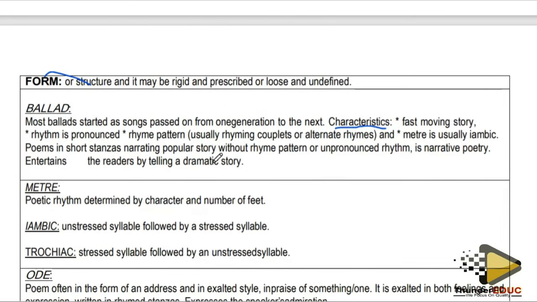And as a result, we are now talking about poems that are in very short stanzas, narrating popular stories without a rhyme pattern or a pronounced rhythm. So that's narrative poetry, which means it's almost like storytelling. It is a poem, but there is some storytelling happening. So that will tell you, okay, now this sounds like narrative poetry.